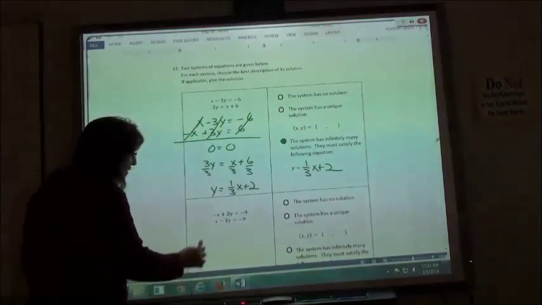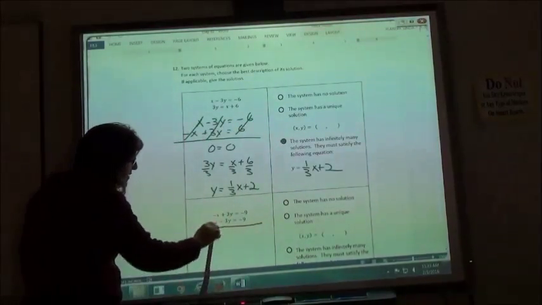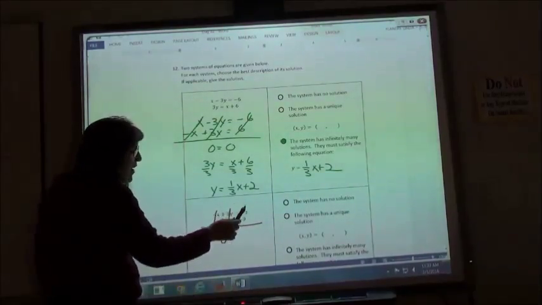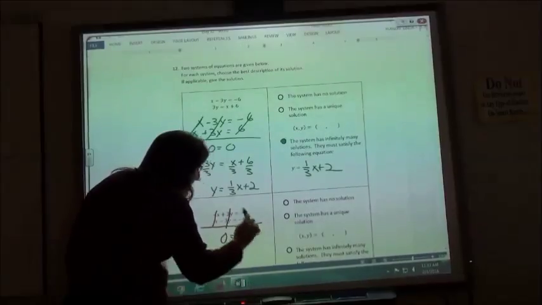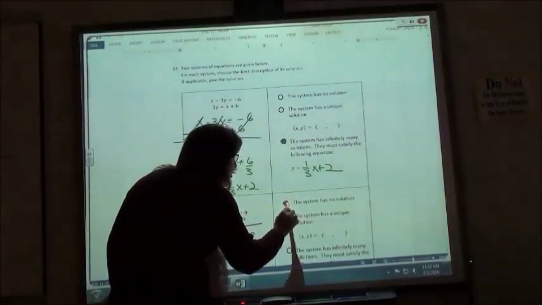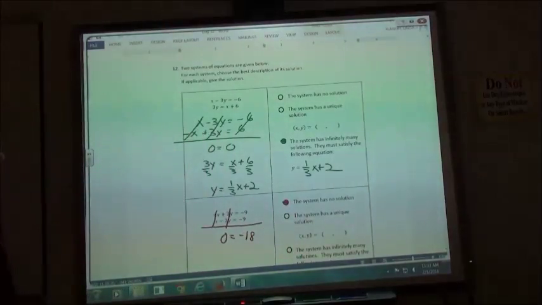Bottom equations, if I add those together, the x's cancel out, the y's cancel out, I get 0. Negative 9 plus a negative 9 is a negative 18. 0's never going to equal negative 18, so this one is going to be one of those where you get no solution.